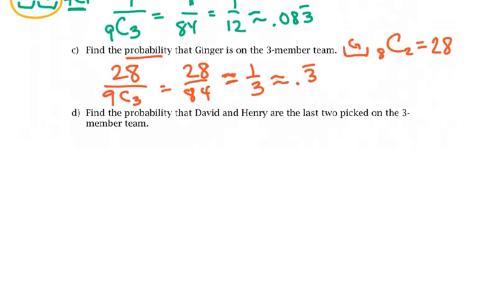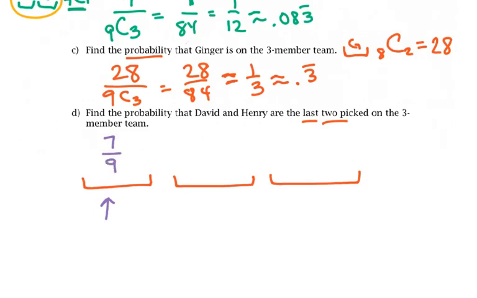What's the probability that David and Henry are the last 2 picked? Okay, so what we're looking at here is first choice, second choice, third choice. Remember that when we're doing the probability, our desired outcomes are what we're looking at. For my first position, I don't want it to be David or Henry. It can be anybody else. So I've got a 7 out of 9 chance that it's going to be anybody except for David and Henry.